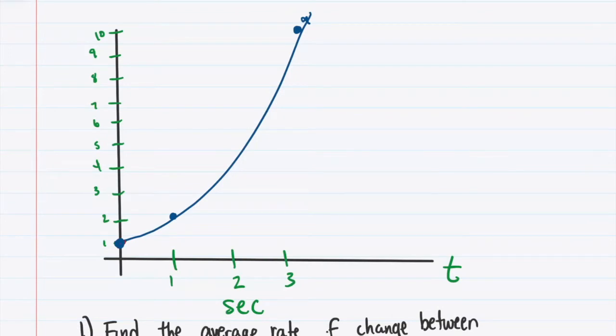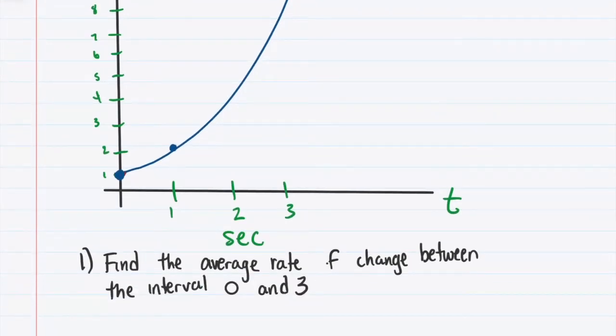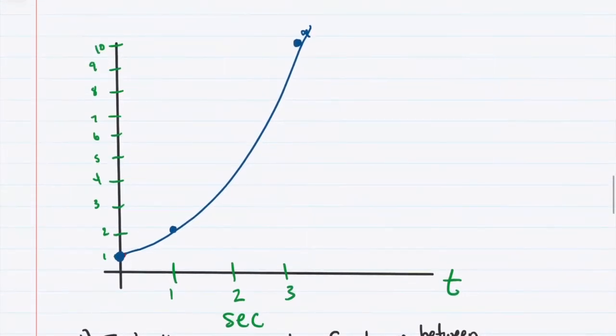We want to find the average rate of change between the interval 0 and 3. If you don't remember, rate of change is basically the slope. When you have a rate of change, you are basically finding the slope. It's just a fancy way of saying that.